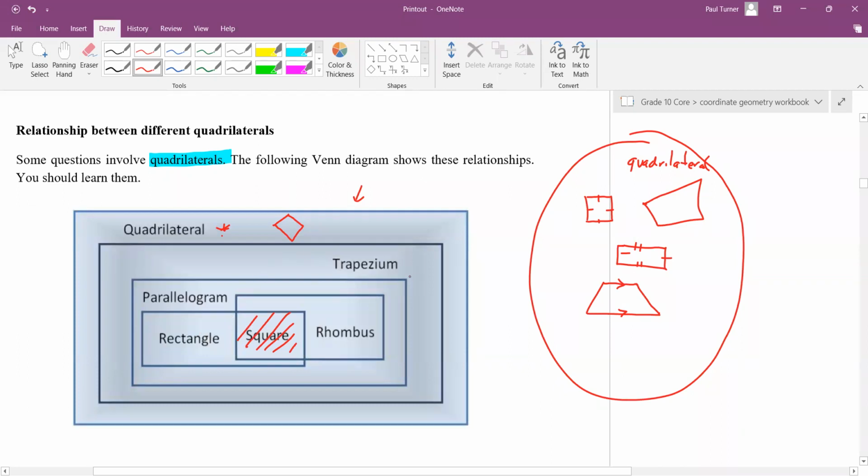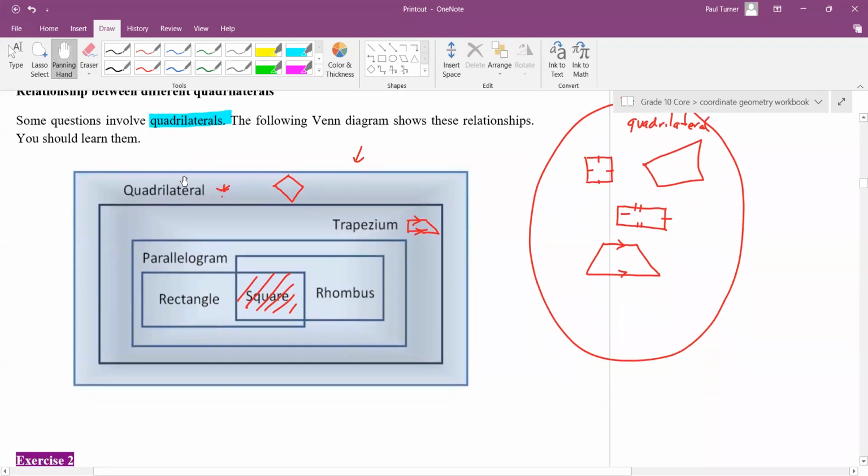Trapezium has two parallel sides. It could look like that. But also, a square is a trapezium because they have two parallel sides, right? It's a little bit complicated, and I'll talk more about this diagram as we go on. It's a little bit hard to do it online, though. But every shape is a quadrilateral, all of these shapes.